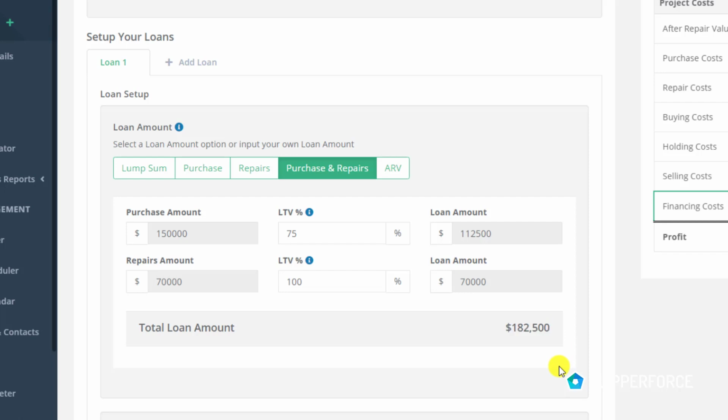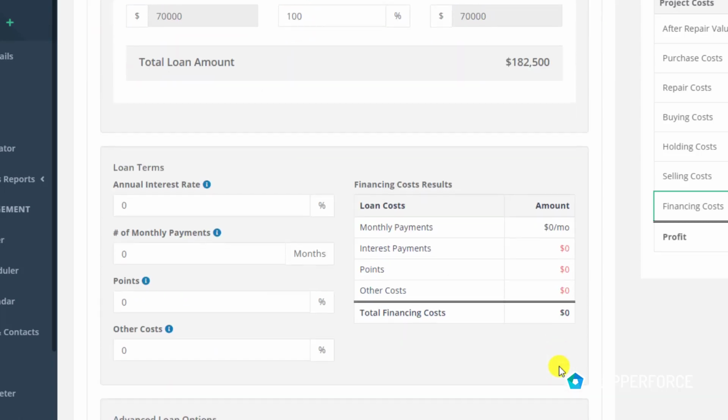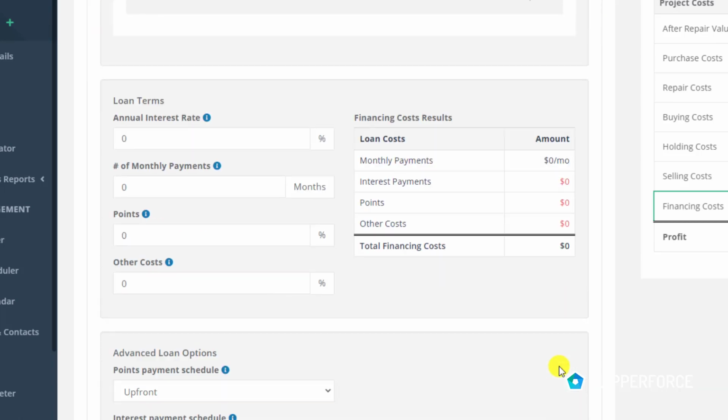So now that we have the loan amount set up, we need to set up the terms of the loan: the interest rate, the points, and the number of payments that we're going to be making to the lender. The annual interest rate is the rate you're going to be paying the lender on the loan amount. So generally, a hard money lender will charge somewhere between 8 all the way up to 15% interest for a hard money loan. So let's just plug in 12% here, and as we plug in the interest rate, you can see our monthly payment is being calculated in the financing results table on the right.